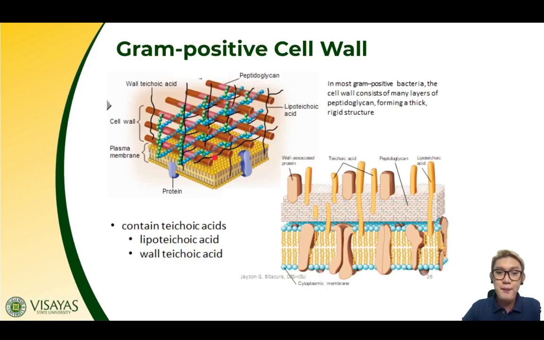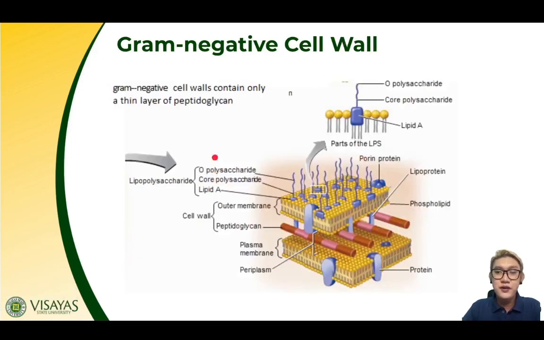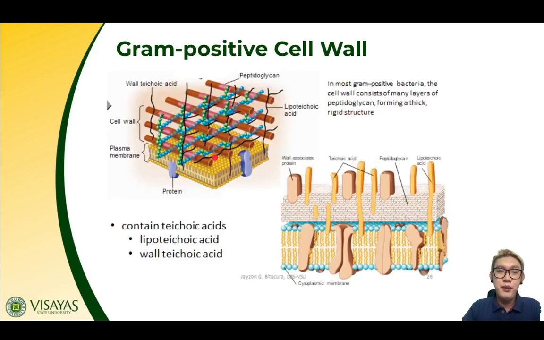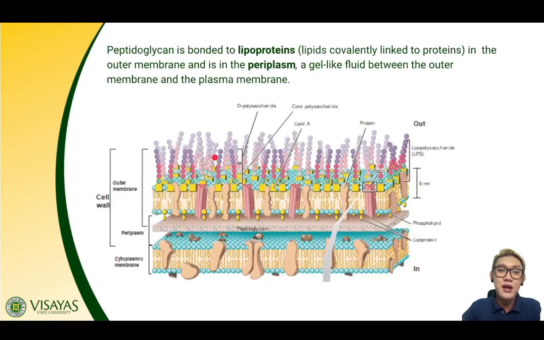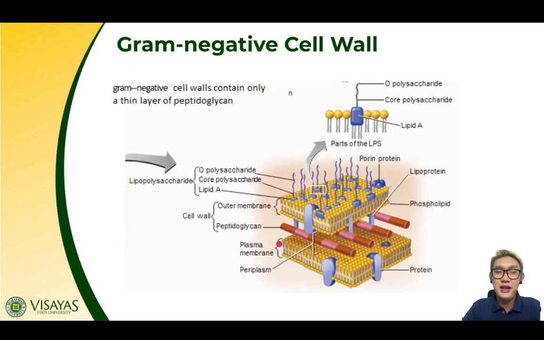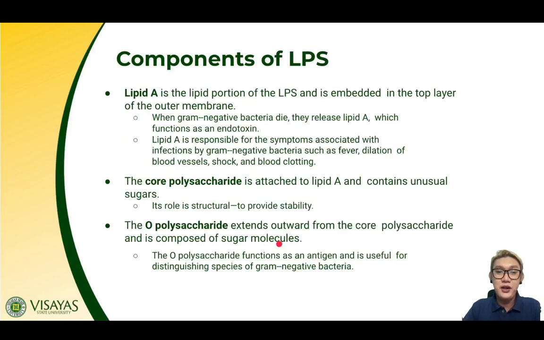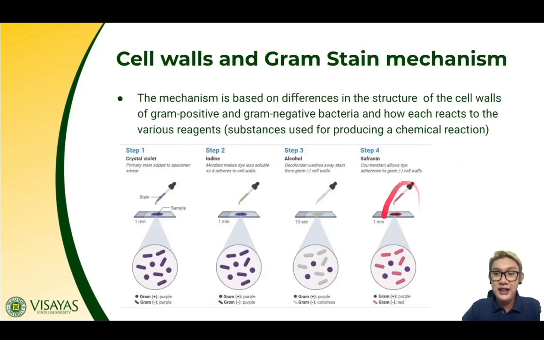peptidoglycan. So what happens is that during crystal violet staining, both gram-positive and gram-negative cells will still be colored violet or blue. After the application of mordant, both of the cells will be colored blue or violet. However, after the decolorizer, the gram-negative bacterial cell will be colorless, while the gram-positive bacterial cell will remain blue. And last, after decolorizing, safranin is added as a counterstain.